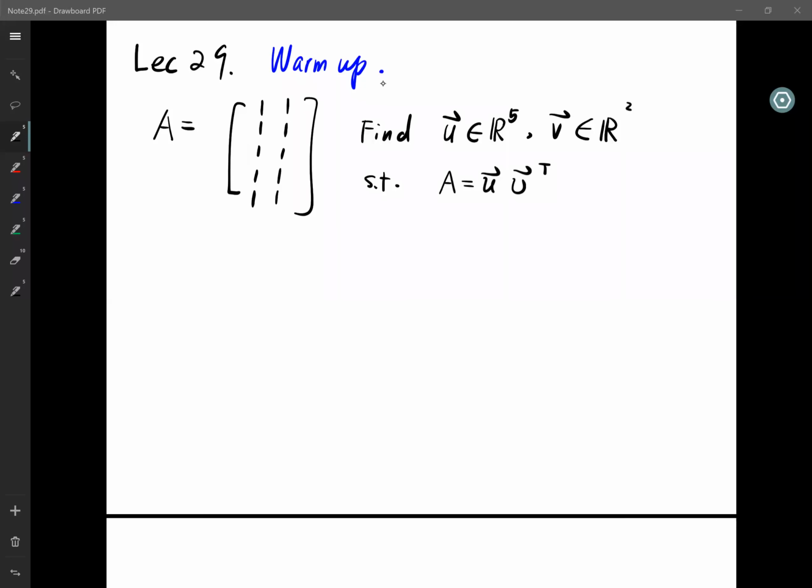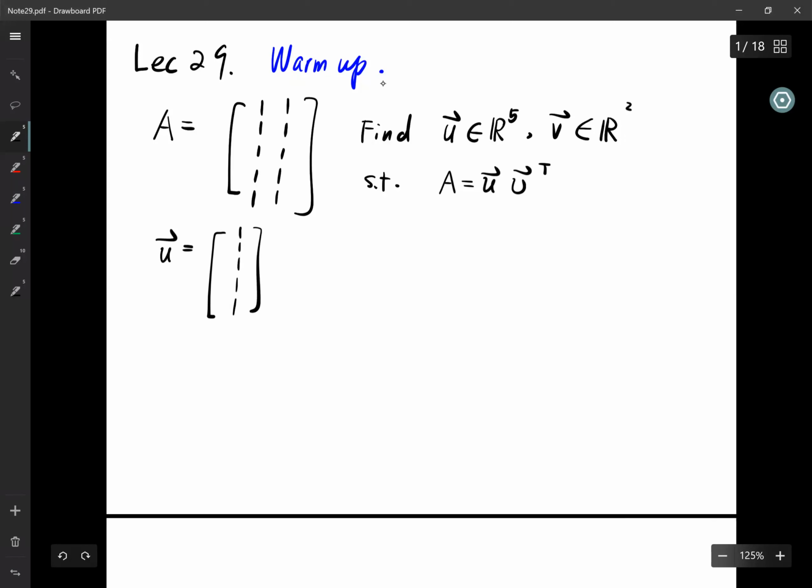Okay, so let's work on this problem. I don't know how to deal with it in general, but since the matrix is so simple, I can try to see whether I can come up with a solution directly. First of all, the column space is clearly spanned by 1, 1, 1, 1, 1. Let me just try. The row space is spanned by 1, 1. Okay, so let me see whether this works.